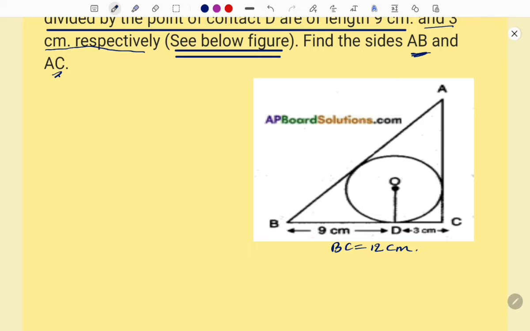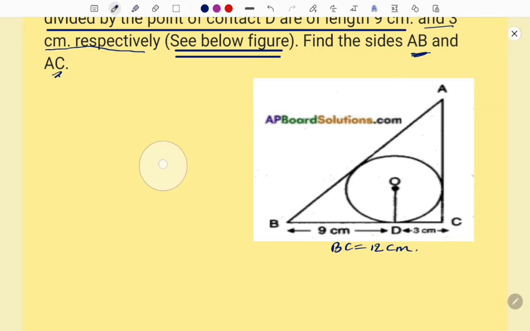Suppose this is the circle, and A is an external point. Suppose you take any point A. From an external point we can draw two tangents, yes or no? Now these both are equal. Why? Because the lengths of the tangents from an external point are equal.